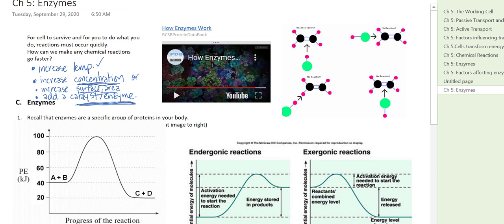So the long and short of what the video is trying to get you to understand is there's an entirely different way to help speed up a reaction. You don't have to make the molecules go faster. You don't have to increase the number of particles out there. What you do is you basically provide what we call a favorable geometry to the collision.